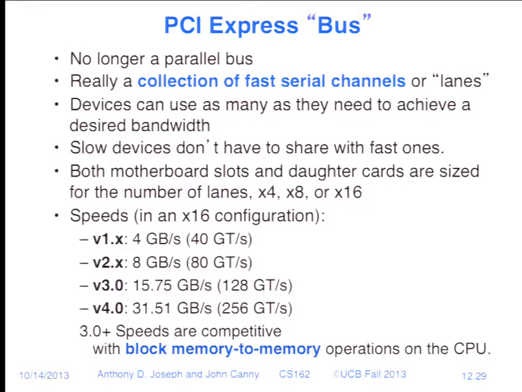And the current bus speeds for PCI in an X16 configuration, for the current standard, which is version 3, which devices are just starting to support, is a bus speed of 15 gigabytes a second, which is pretty fast. So for a lot of PCs, this would be similar to their memory-to-memory copy speed. And the forthcoming version 4 standard is twice as much again. So there's been quite good progress in bus speeds on computers, while everything else has stayed a lot more static.